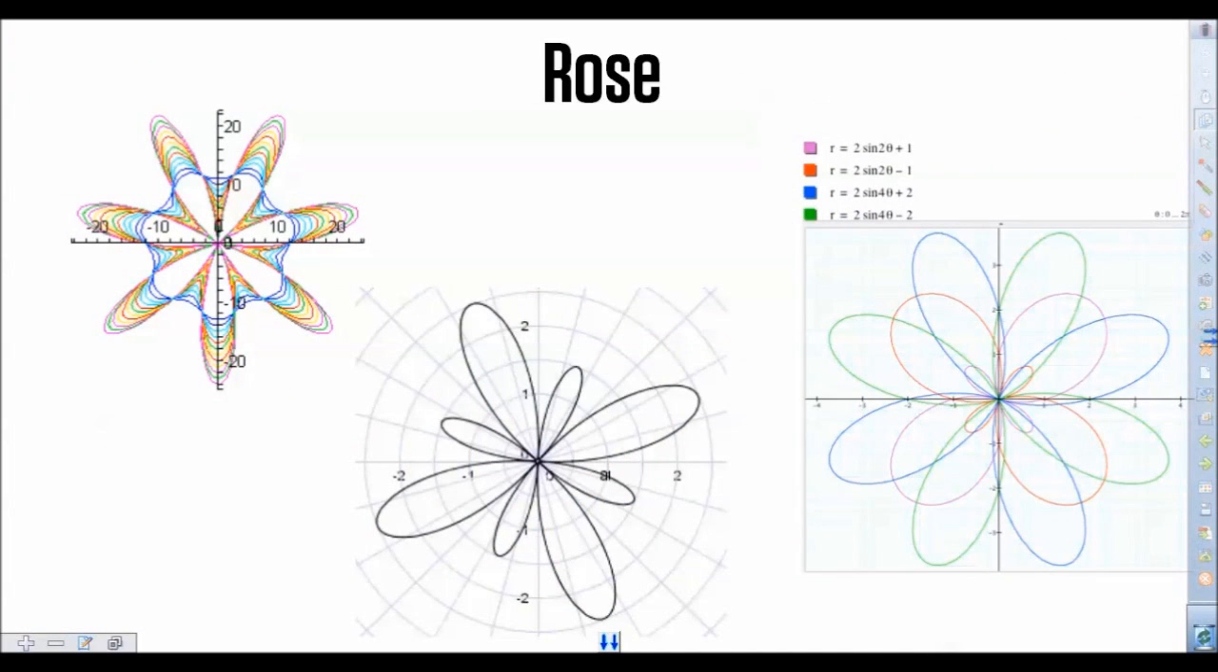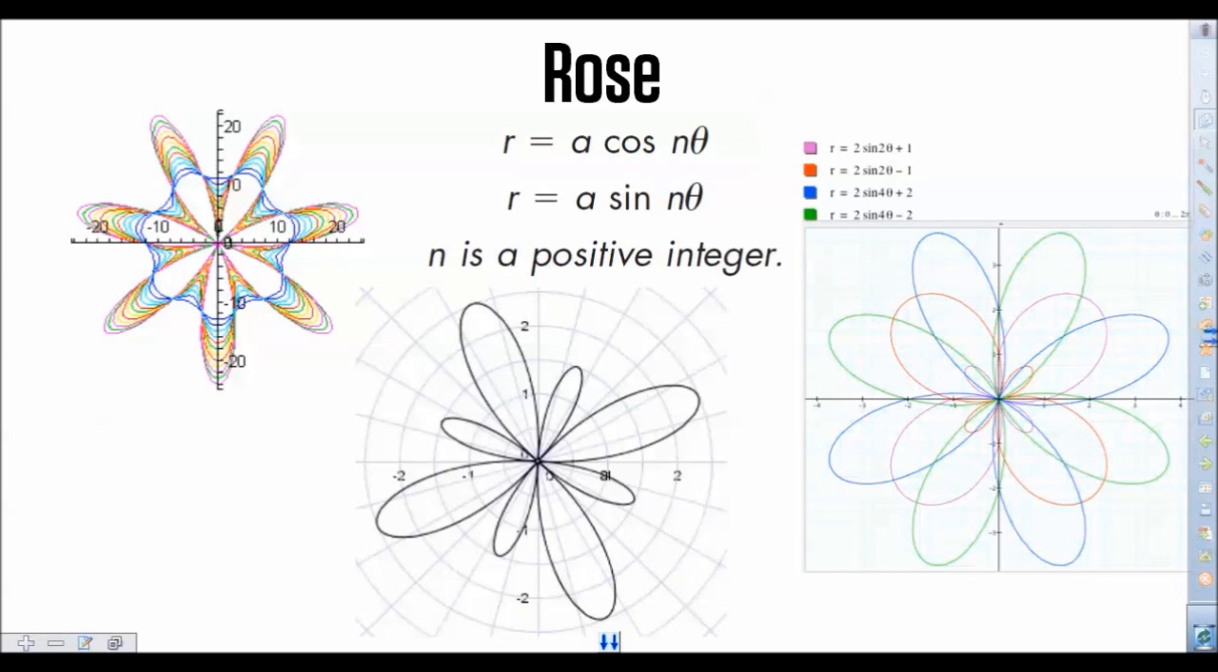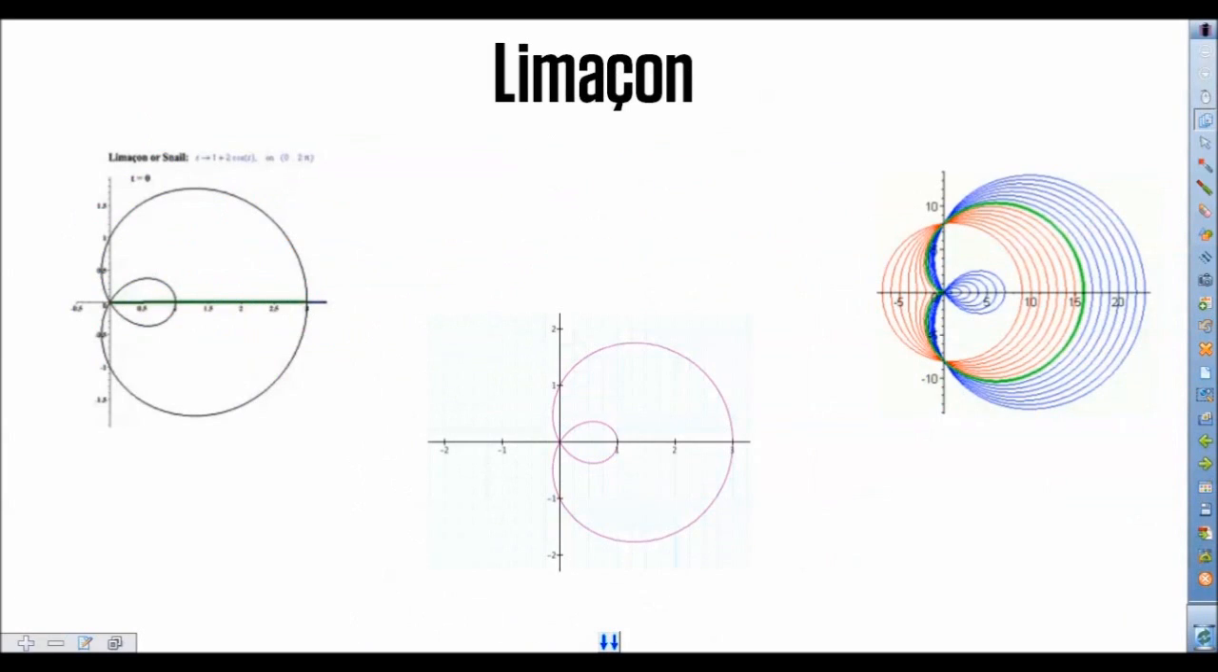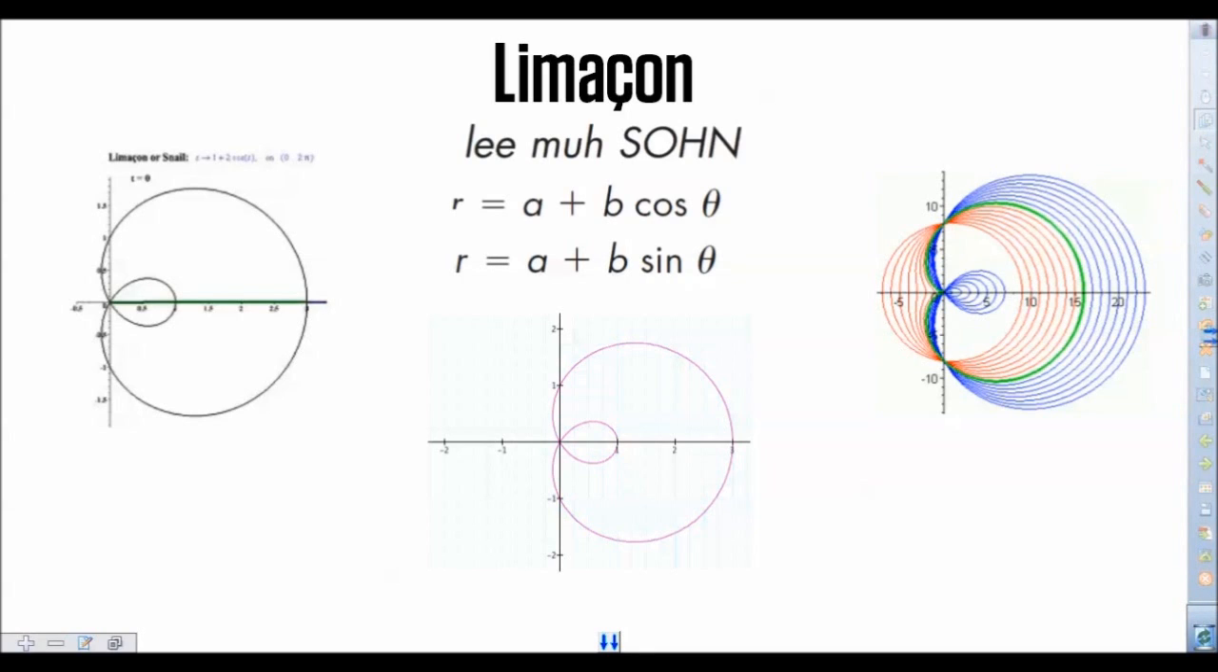And just a reminder, when we looked at our polar graphs, we looked at several different classical curves here. One of them is the rose, illustrated by this equation here. Next up was the limacon. And those equations there create that little loop in the middle of your graph.